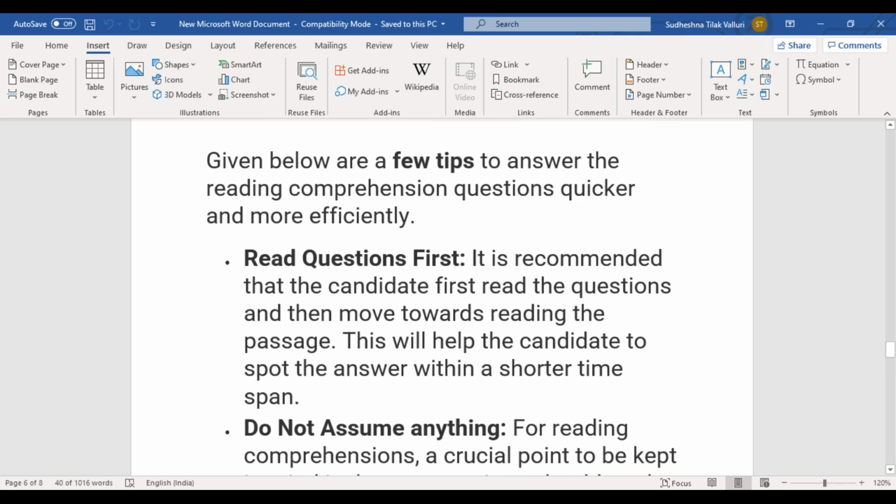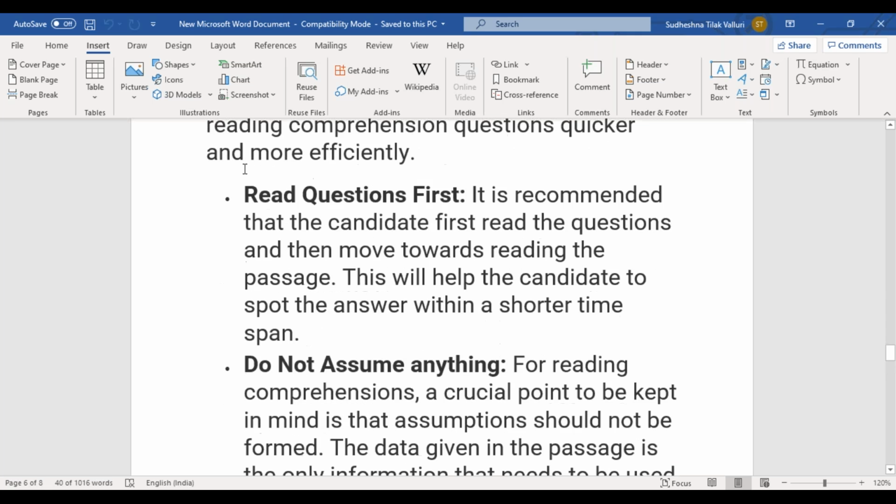First of all, to solve the reading comprehension passages, you need to read the questions first, not the passage. Because until you read the passage twice or thrice, you really cannot understand the complete passage. So if you keep on reading the passage, you may lose some time. That's the reason you need to go with the questions first.